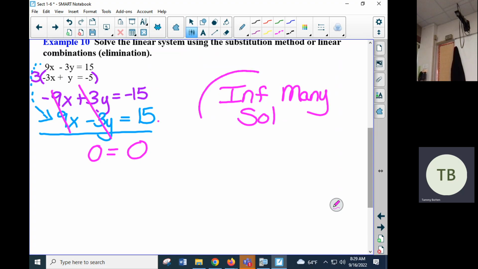So the ones that are infinitely many solutions or no solution are actually a little quicker to do. Okay.